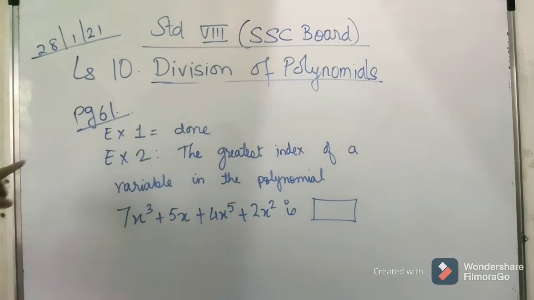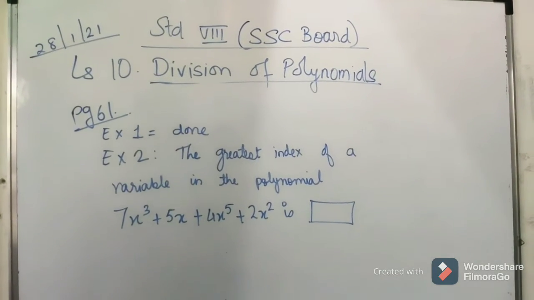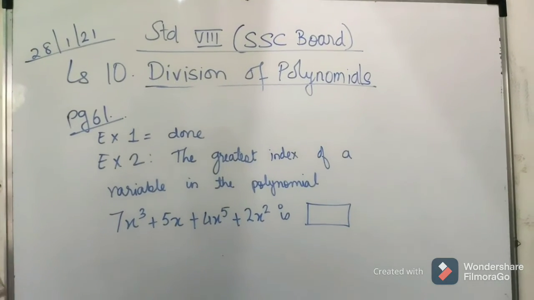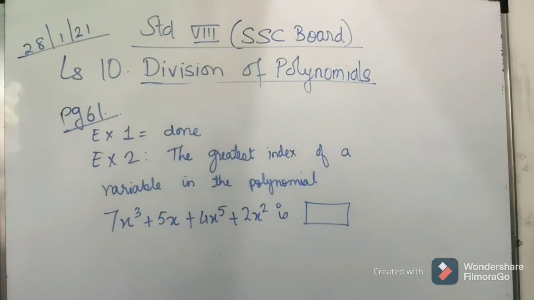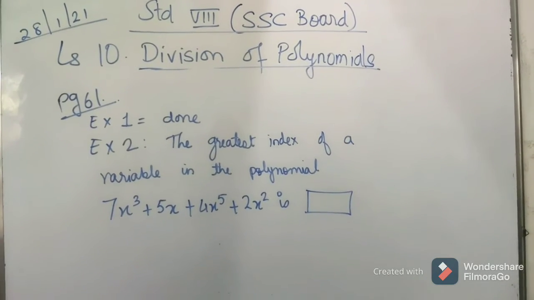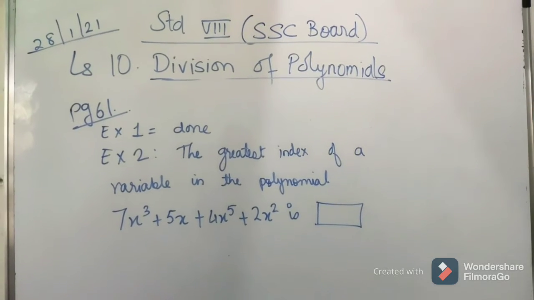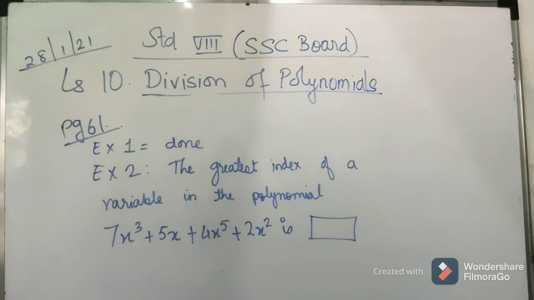Okay students, on the same page of the textbook, that is page number 61, there is the heading given down. You can see degree of the polynomial. Now there are two exercises. Example 1, the greatest index of a variable in the polynomial 3x square plus 4x is, and the answer is given to you, that is 2.